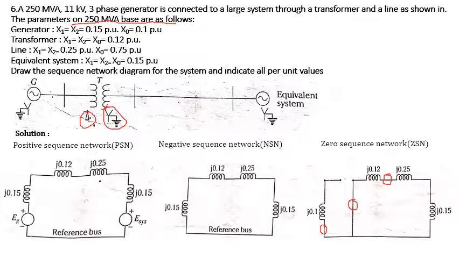Then to the transmission line. Here is your transmission line, so this series switch is going to close. Then for the equivalent system, it is star grounded, so this series switch is closed and it is connected to the system. This is how we are going to draw the zero sequence network. This is simple, but we need to practice once to draw these things.